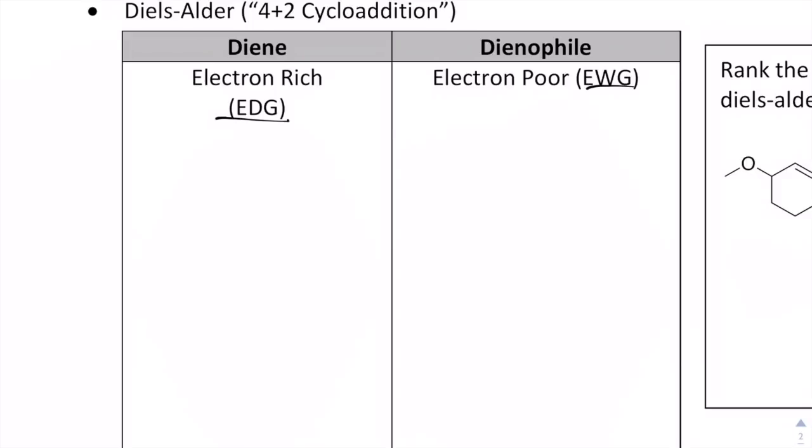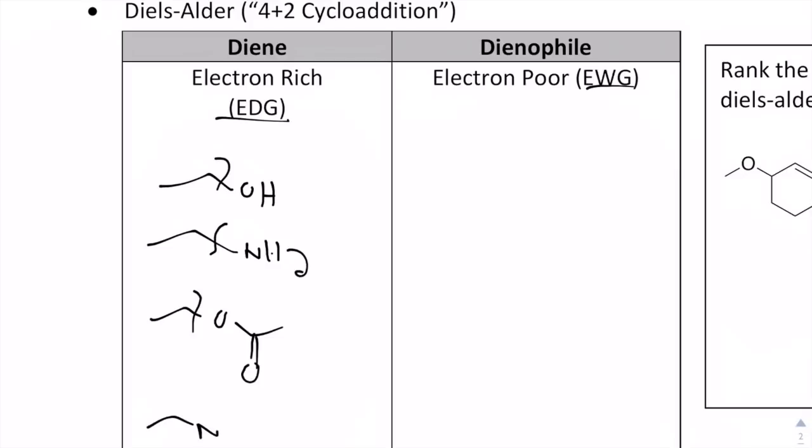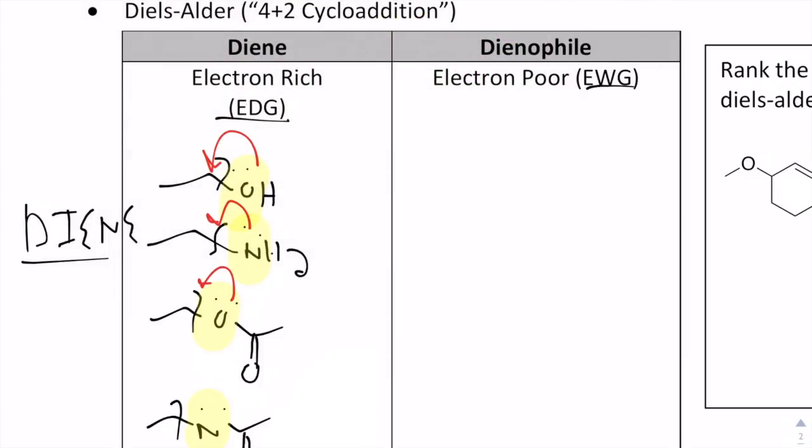So if I were to give you some examples of electron donating groups, I could have something that looks like that, like an alcohol. I could have an amine, something that looks like that. I can have an ester that looks like that. I can have an amide that looks like that. So the common trend in all of these, and I'll highlight it, is that the heteroatom that is attached to our diene, so I'm assuming that this area is my diene, and what's connected to it, the heteroatom has lone pairs that it can donate into the diene via resonance, and that's donating electron density to make it electron rich. So that's what an electron donating group would be.